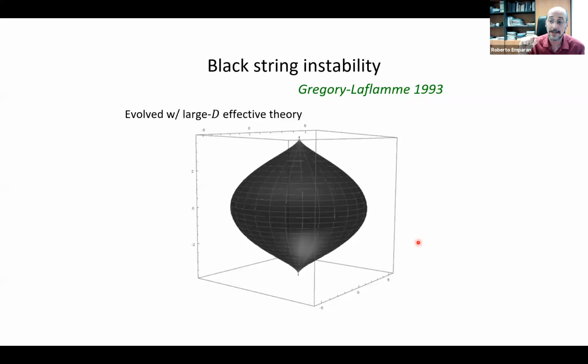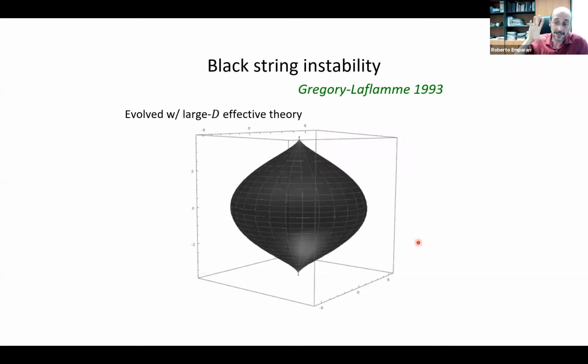Because at that point, gradients are becoming very large, which means that the gradient separation that you had before no longer holds. The gradients are becoming arbitrarily large. So the large-D expansion breaks down. I see. Okay. So you can follow it quite a bit, but at some point you cannot rely on this approximation anymore. But you can see that it's going to pinch.